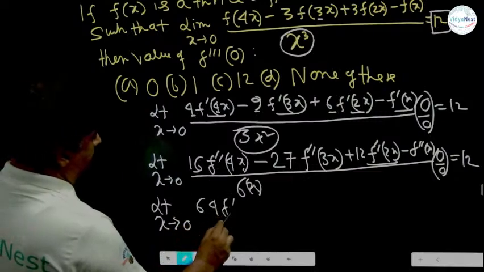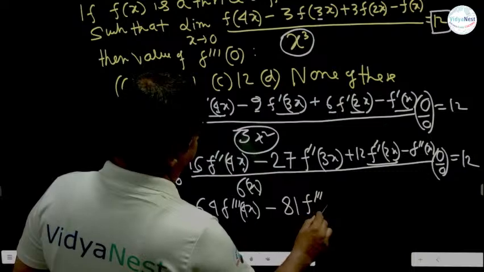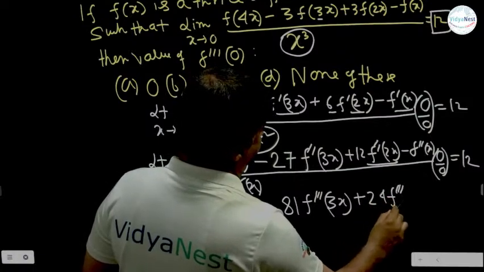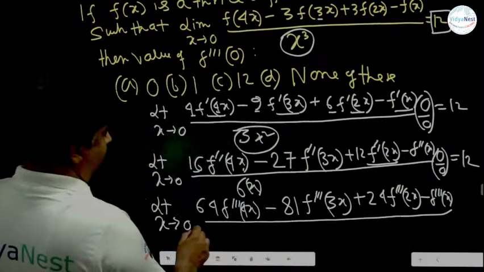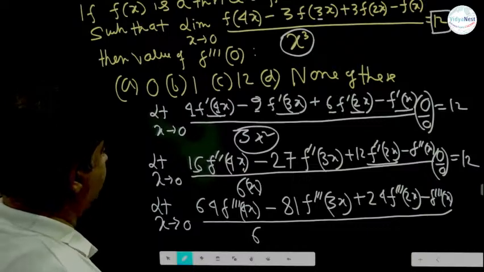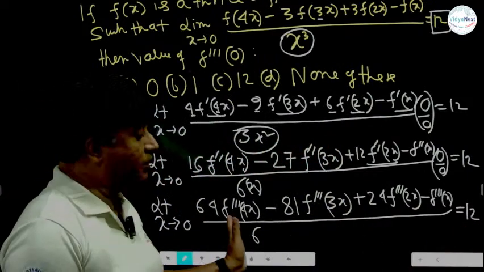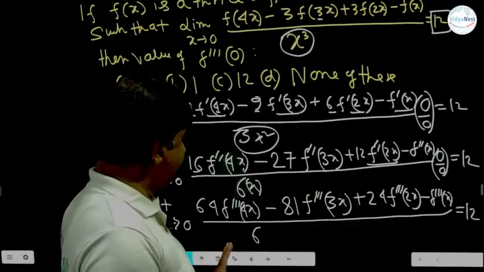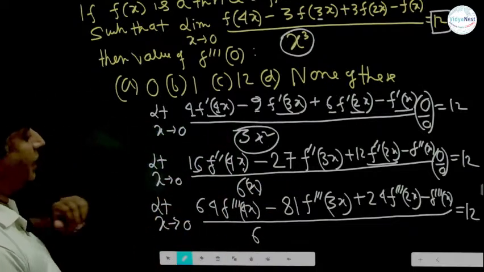64 f'''(-4x) minus 81 f'''(-3x) plus 24 f'''(-2x) minus f'''(-x) by 6. Okay. Now the x term has been removed from the denominator. And if we put x equal to 0 in the numerator even, I will not get 0.